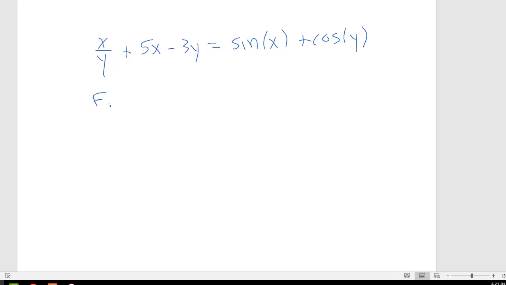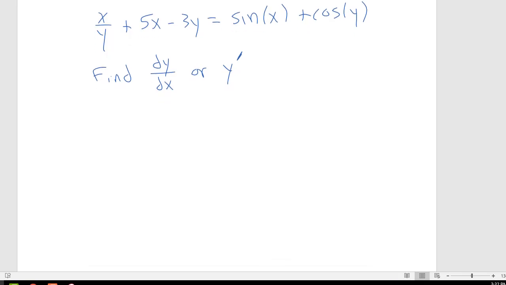So the instruction typically on a homework problem would say something like find dy/dx. Again, we assume if we could solve for y, that y is a function of x, and what we want to find is dy/dx, or y prime, if we want to use prime notation. Again, I'm going to take one step here, and I'm going to point out that in order to find dy/dx, we have to differentiate the left-hand side. We have to differentiate the right-hand side.